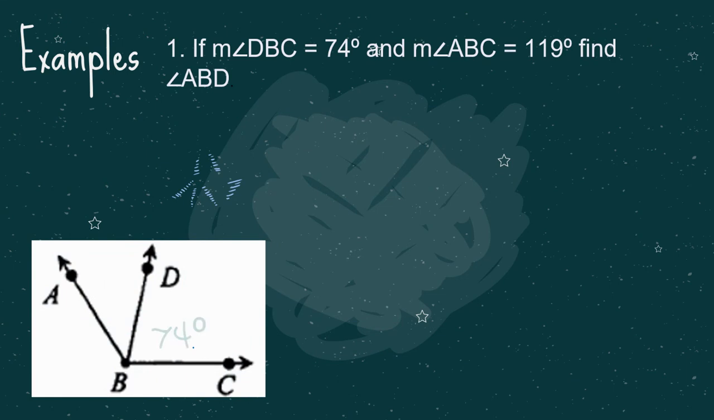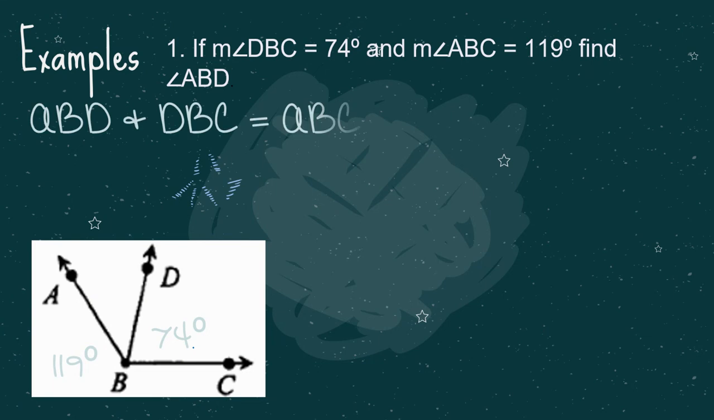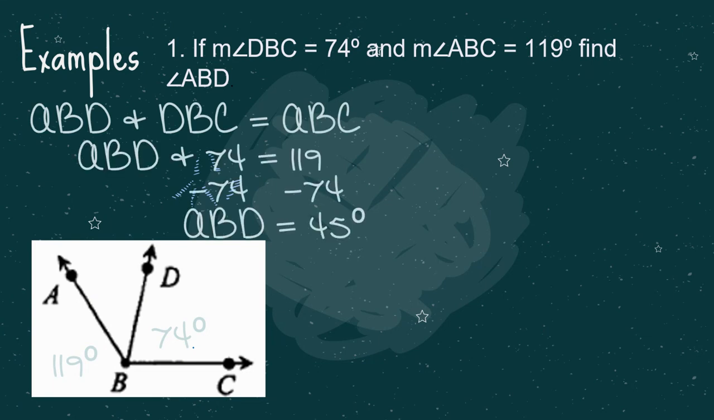All right, examples again. DBC is 74. ABC is 119, so our big angle is 119 this time. Let's find ABD. Plug in what we know, solve for the unknown. ABD is 45 degrees.